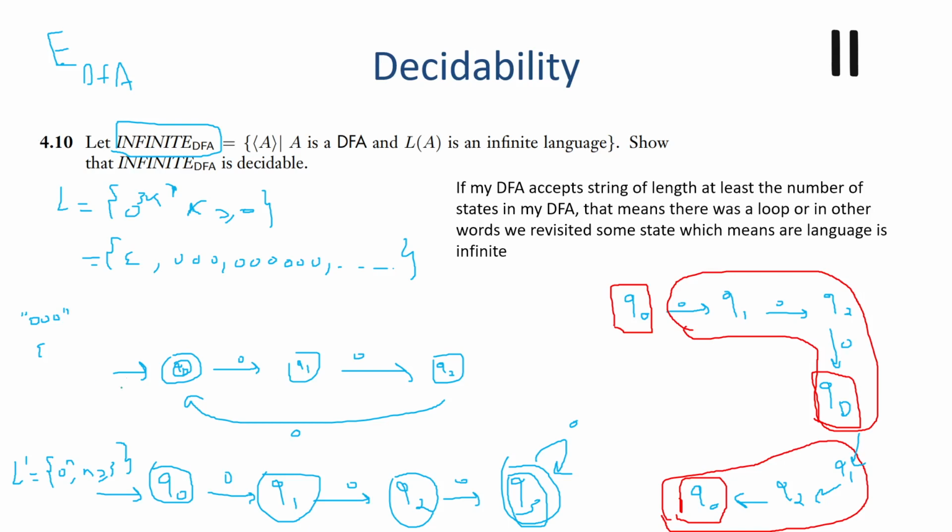Now, if I do the intersection between both of these, and the intersection is empty, what does that mean? Oh, your DFA A doesn't accept any strings of size greater than or equal to 3, so it can't be infinite. So that's sort of the idea. Now we're actually going to be doing the proof.